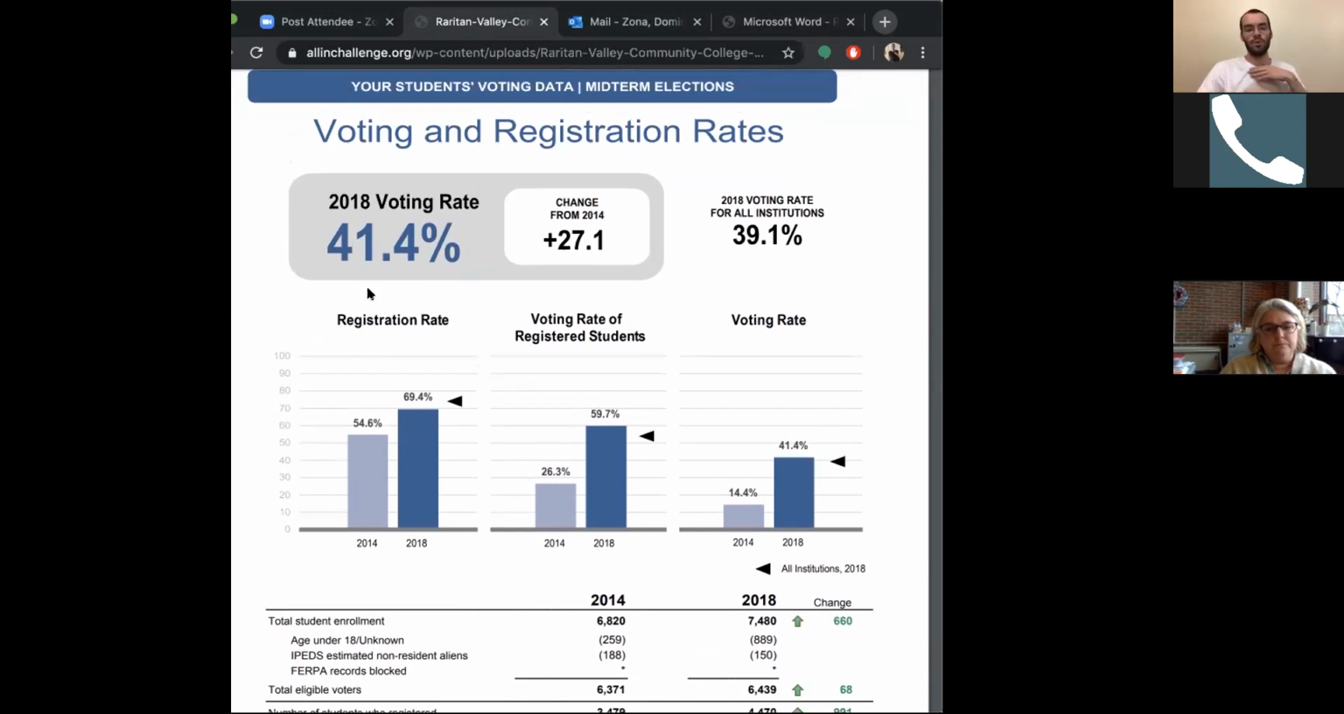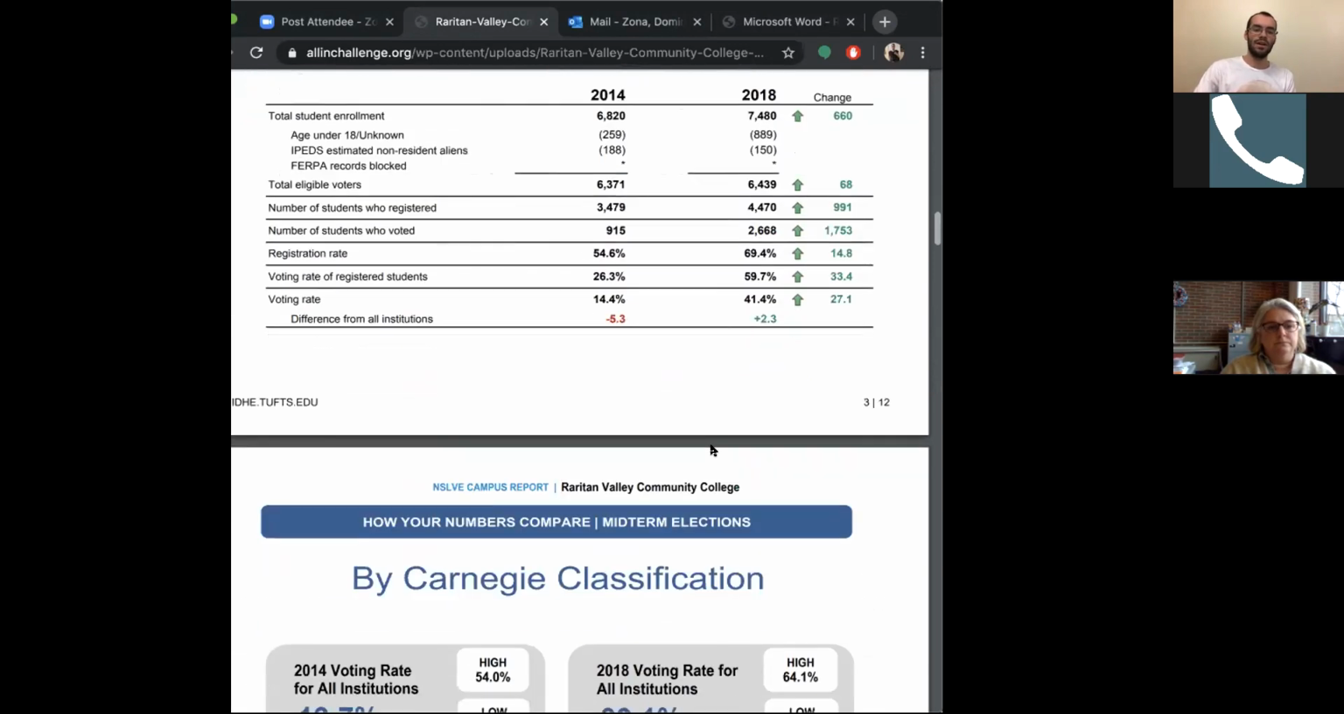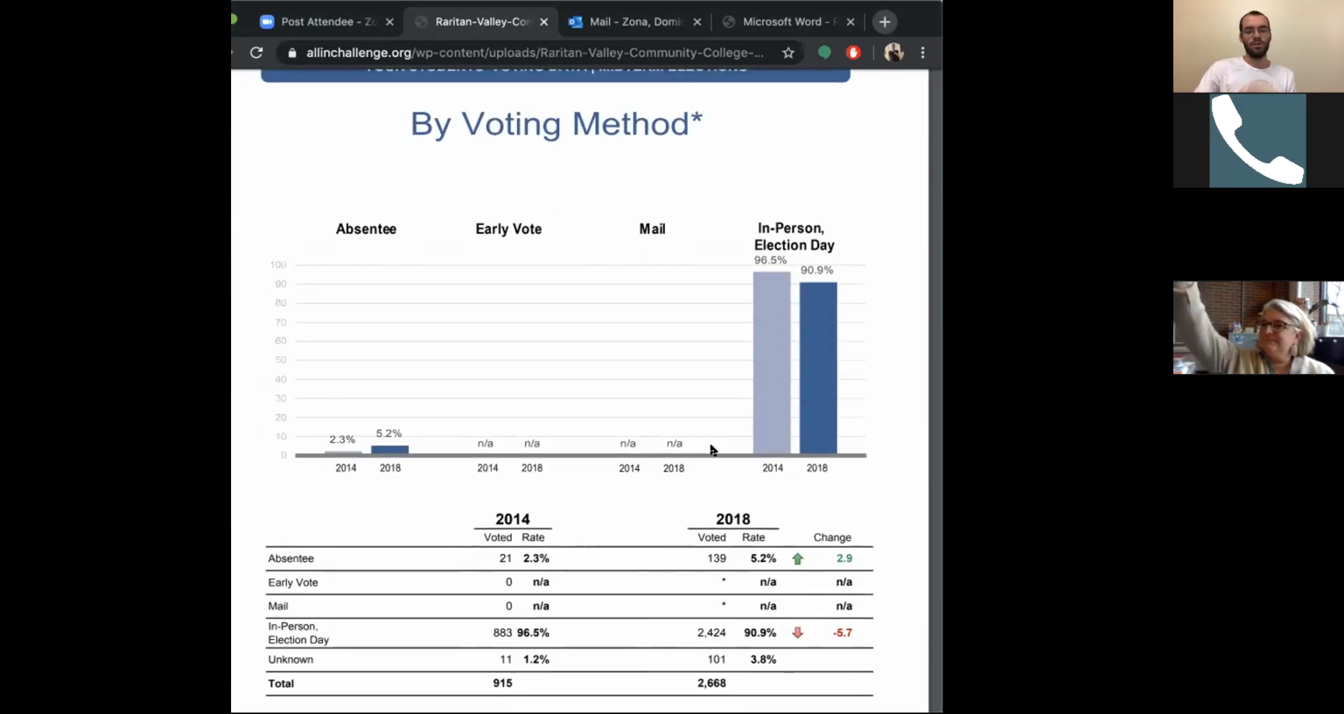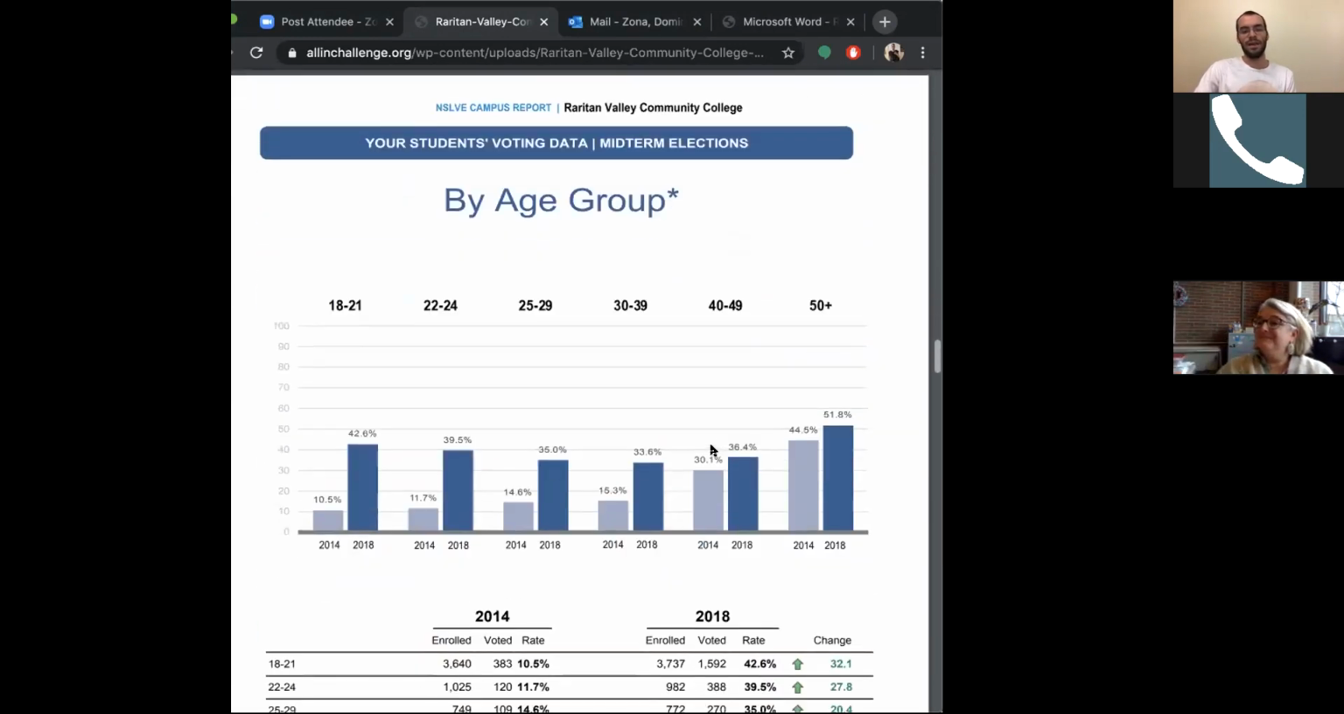We're looking at 41.4% here, which was a gigantic leap from its original 14.4% that we had 4 years prior. And we looked at a lot of the different data here, especially the Carnegie classification, but also the voting method and the age group.